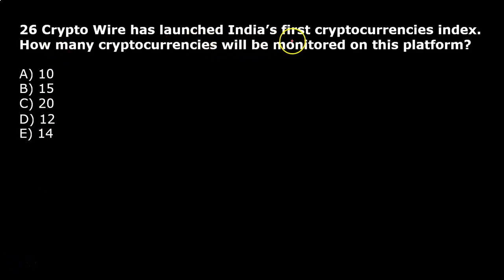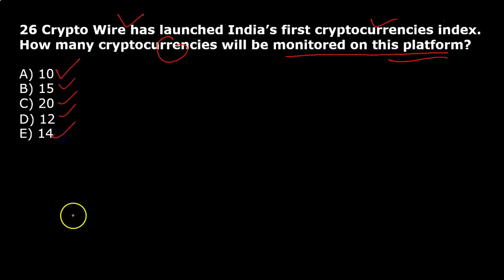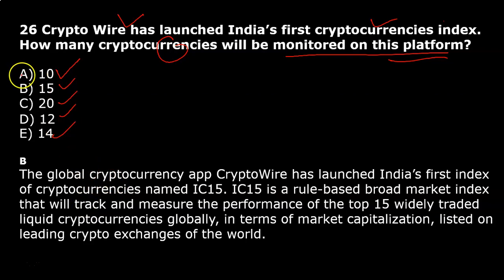CryptoWire has launched India's first cryptocurrency index. How many cryptocurrencies will be monitored on this platform? You have to identify how many cryptocurrencies will be monitored on this platform. Your options are 10, 15, 20, 12, or 14. So the answer is B, that is 15.